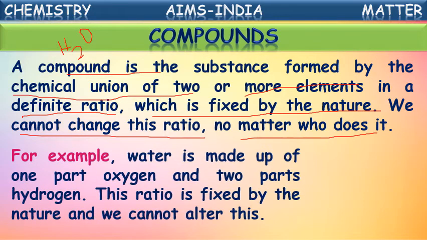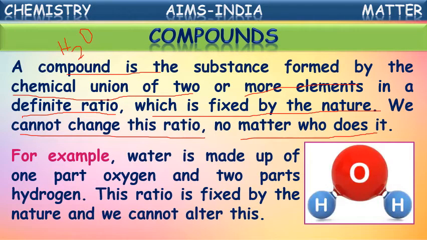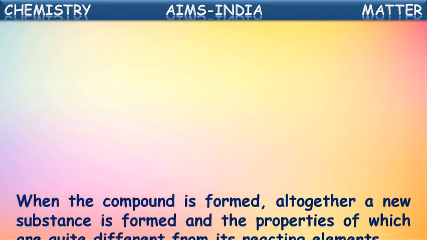See here, for example, water is made up of one part oxygen and two parts hydrogen. The ratio is fixed by nature and we cannot alter this. Whenever, wherever, if you see the molecular formula or the compound formula of water, it is H2O only. Wherever you are writing, there is no change. No one can change that. The molecular formula or the compound's ratio will be fixed.